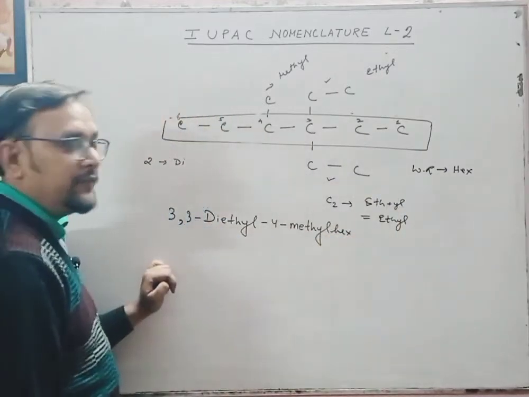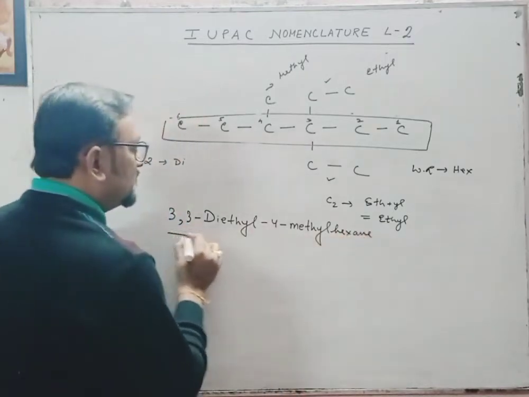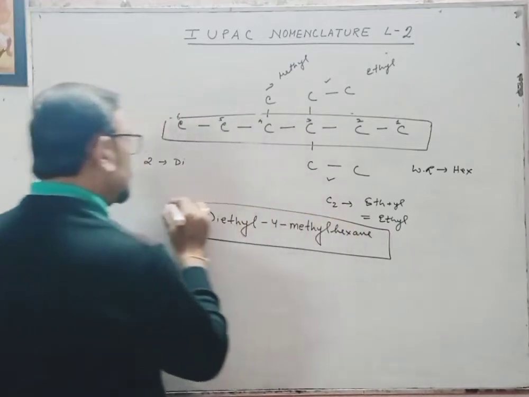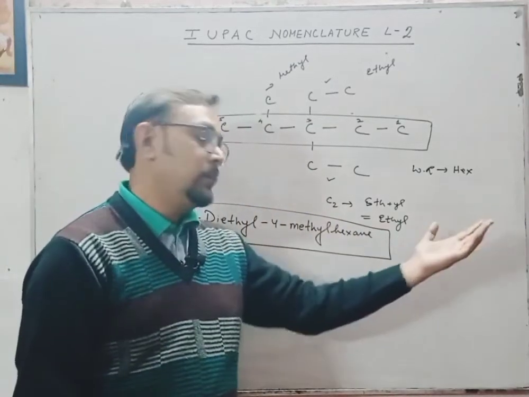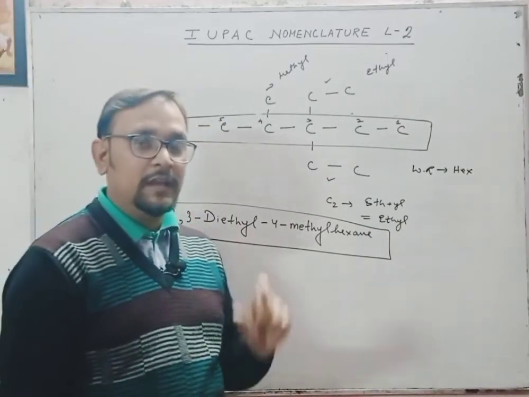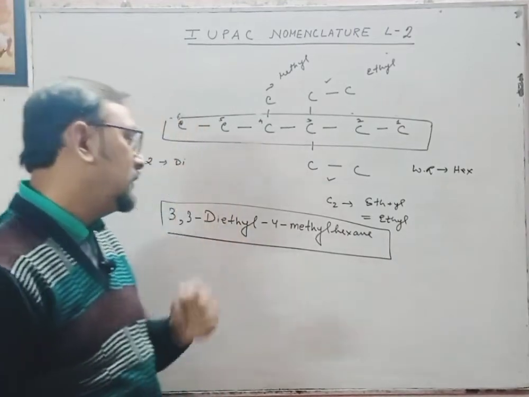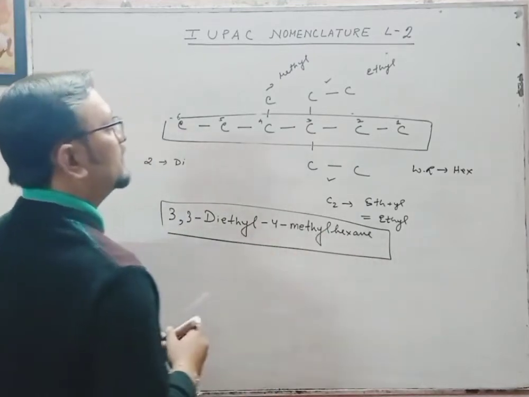And finally write the suffix. What is the suffix here? A-N-E. So this is the name of the given compound. Although it can be very big, always consider the name as one word. Name is always considered as a single word. So 3,3-diethyl-4-methylhexane.